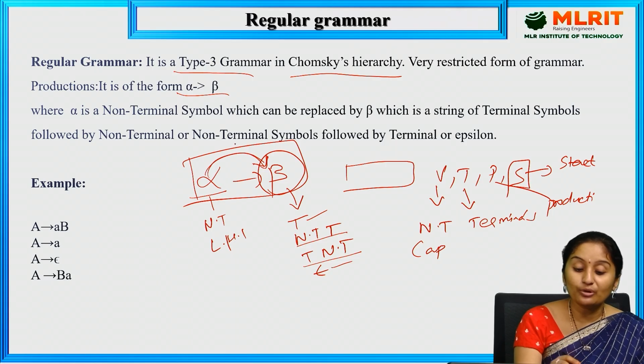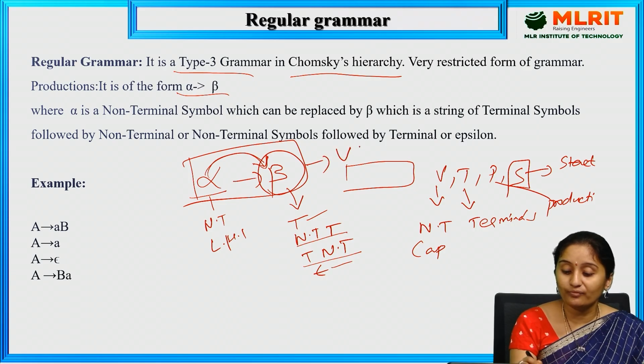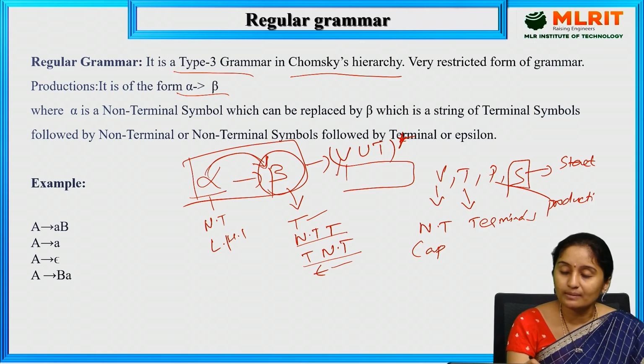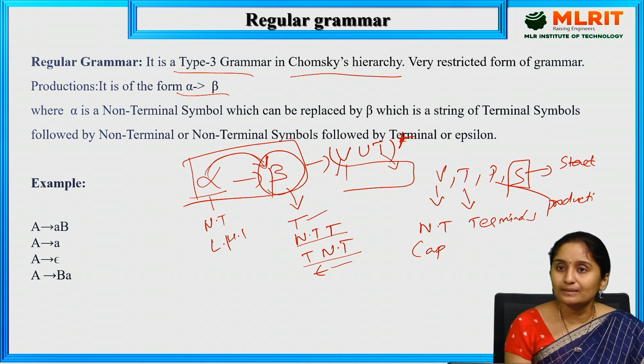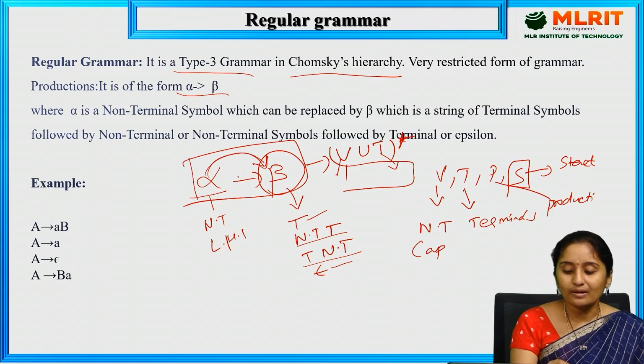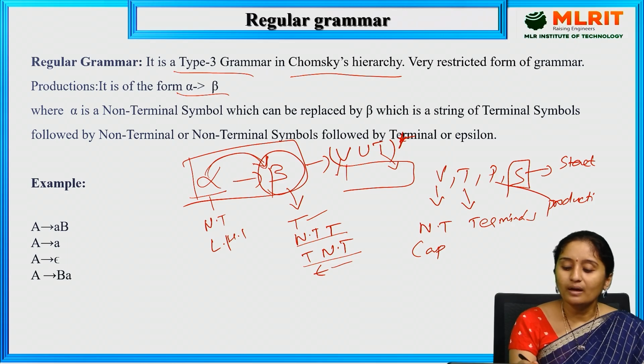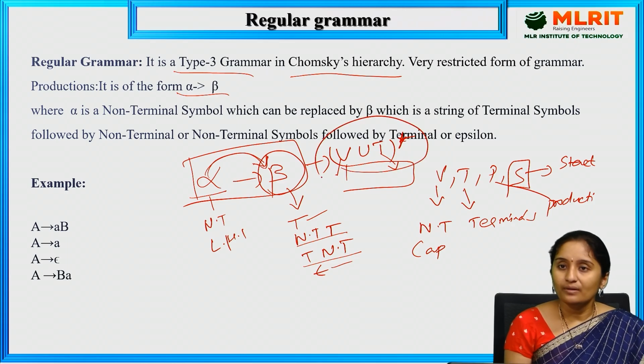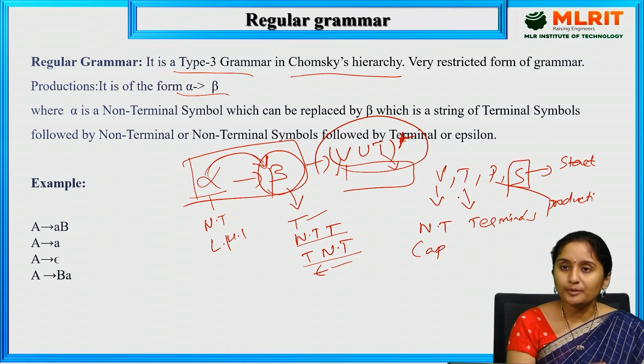These production rules are constructed with the help of V union T whole star. V is the set of variables, nothing but the non-terminals, and T is the set of terminals, or small letters. Terminals are written in small letters and variables in capital letters. The production rules are framed with the help of terminals and variables, and P is the production rules.